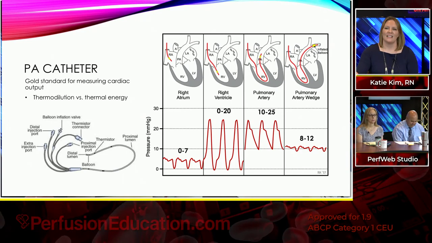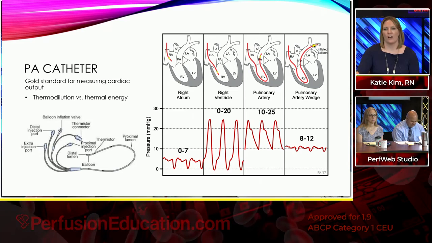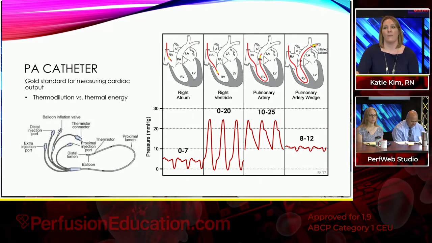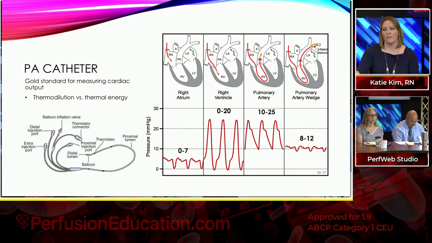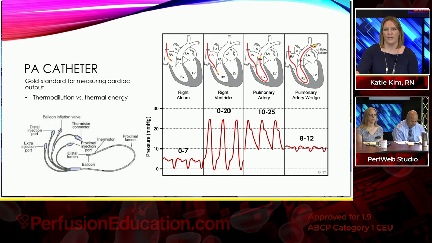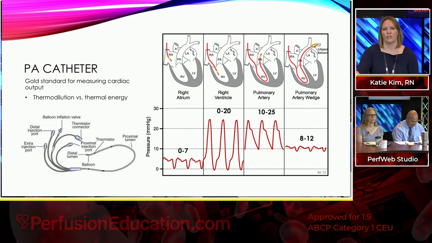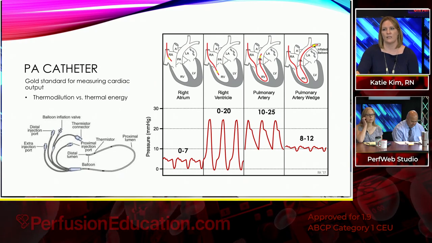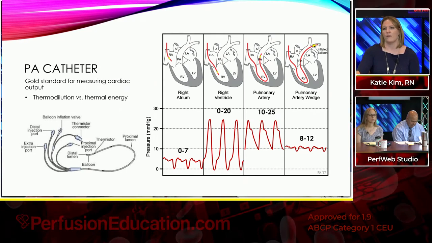So the way that we determine the cardiac output was done in the past by thermodilution, but today's catheters use a thermal filament within the catheter to measure the thermal energy, and so it's a continuous cardiac output measurement that you'll see.